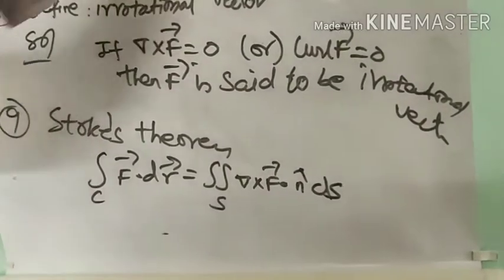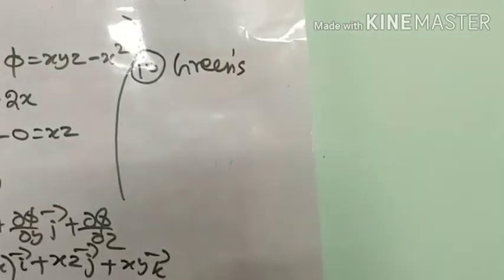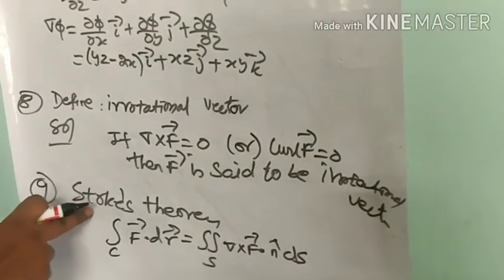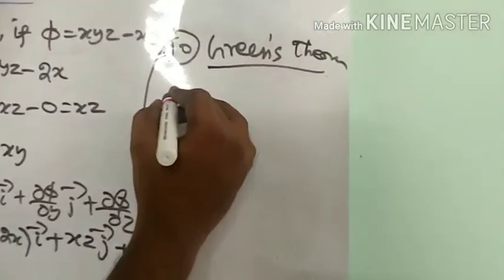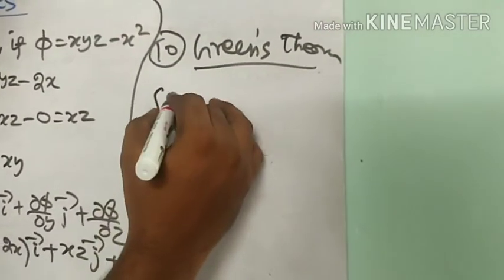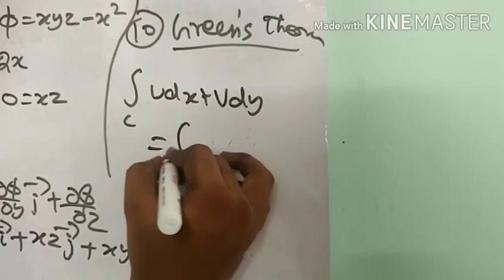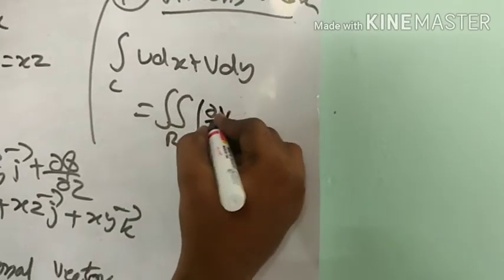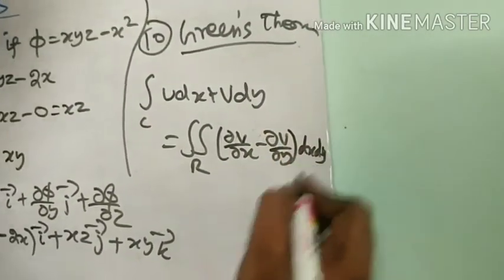Okay, and the last, the 10th one, is Green's theorem, state Green's theorem. So mostly only one statement is asked in unit number 5. So in this question paper, two statements they asked. One is Stokes theorem, the other is Green's theorem. So the statement of Green's theorem is nothing but integral over C u dx plus v dy equal to double integral over R region dou v by dou x minus dou u by dou y dx dy. So this is the 10th question.